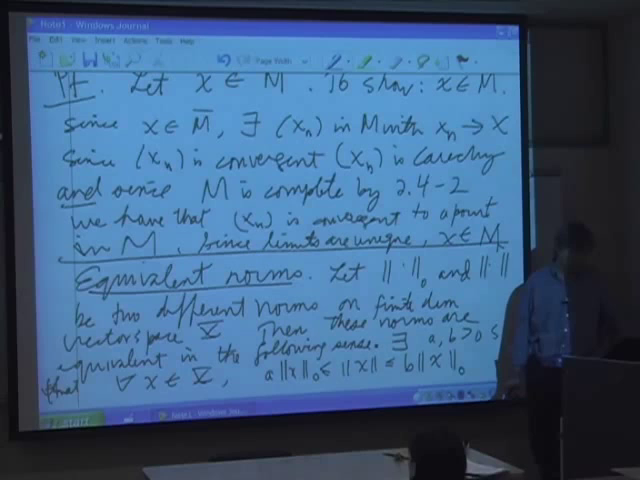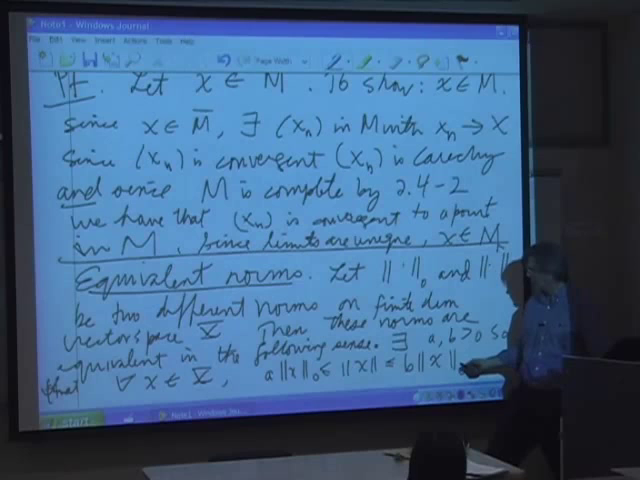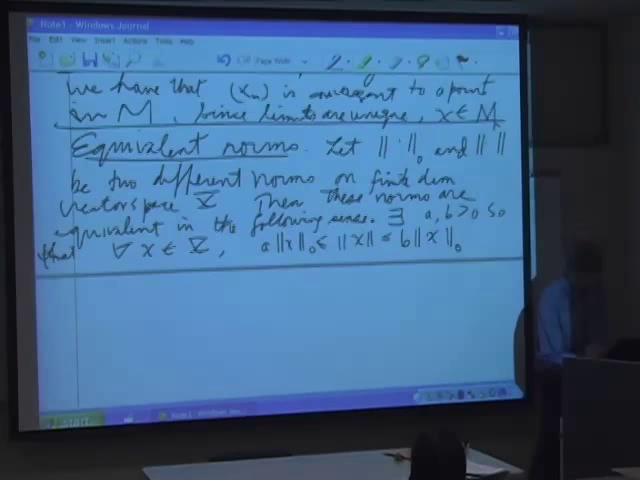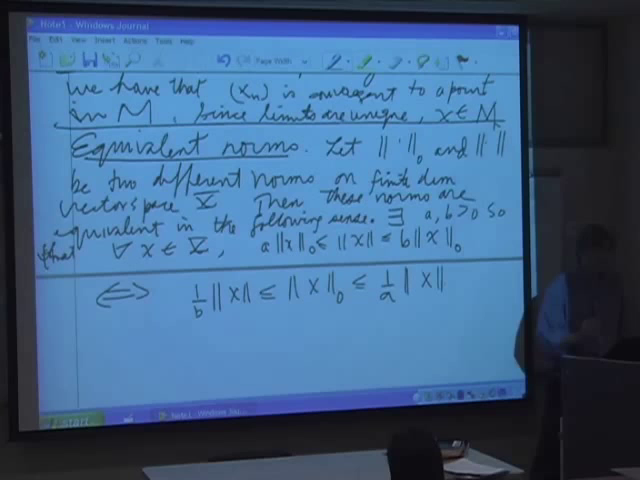Notice that you could rewrite this with different constants to put the norm sub zero in the middle. I put the 1 over B over there, and I get 1 over B times the norm of X is less than or equal to the norm sub zero of X. And then I put the 1 over A here, so this is equivalent to 1 over B times the norm of X is less than or equal to the norm sub zero of X, less than or equal to 1 over A times the norm of X. In other words, the two norms are within constant multiples if it's so with one version and it's so with the other. All right, that's all that's being discussed here.